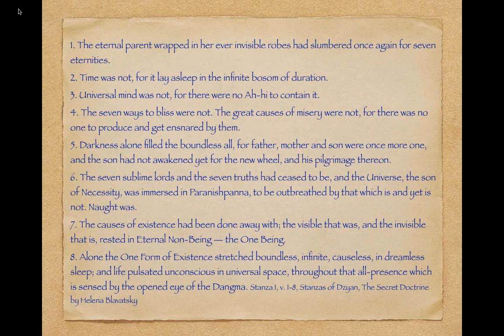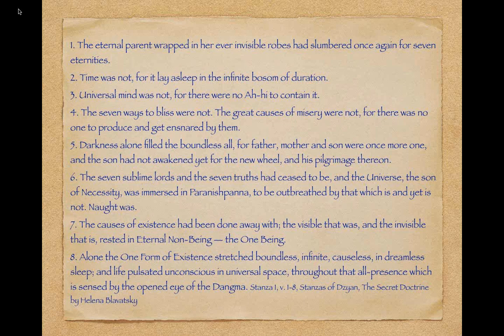The eternal parent, wrapped in her ever invisible robes, had slumbered once again for seven eternities. Time was not, for it lay asleep in the infinite bosom of duration. Universal mind was not, for there were no Ah-hi to contain it. The seven ways to bliss were not. The great causes of misery were not, for there was no one to produce and get ensnared by them.